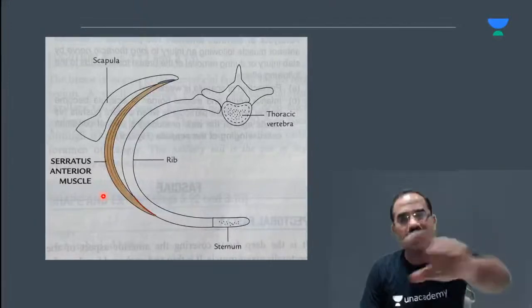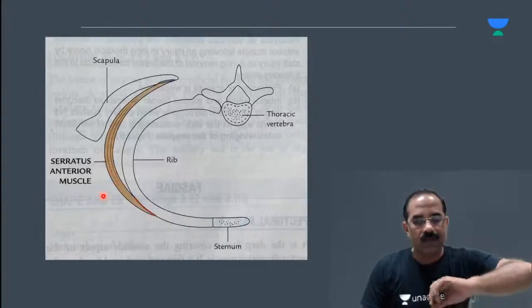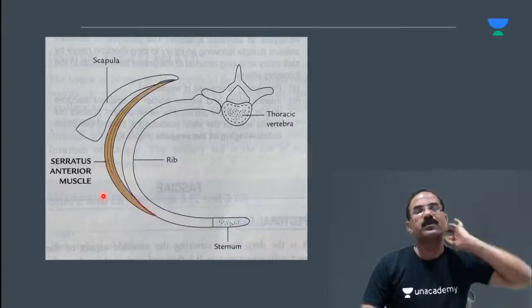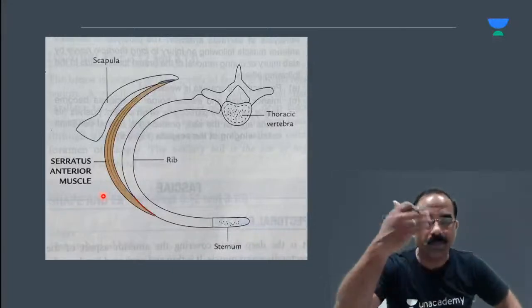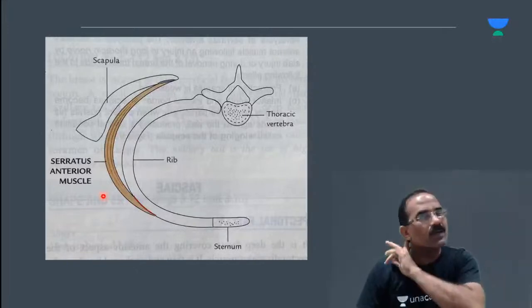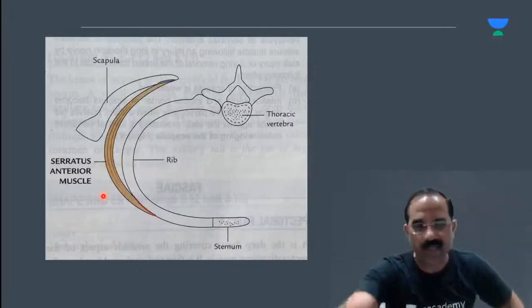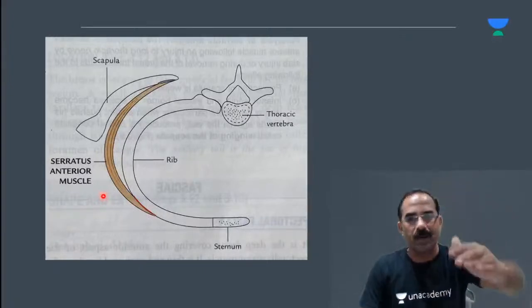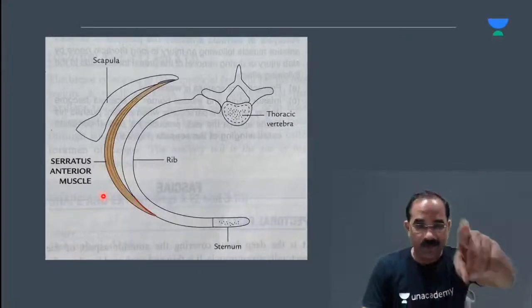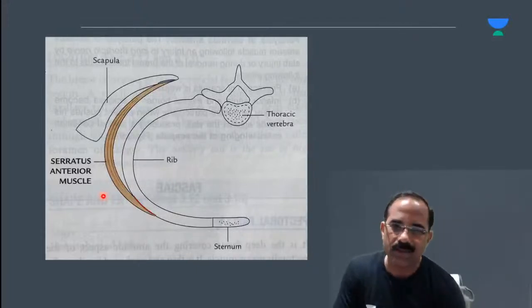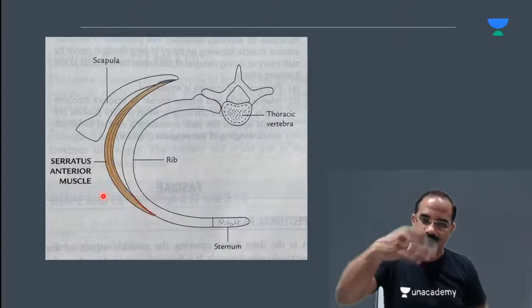Okay, and when this serratus anterior is paralyzed, now when we attempt a movement, when we begin a movement, the medial border of the scapula becomes prominent. Now the medial border will be prominent, and this is what we call, students, winging of scapula. Winging of scapula is a defect caused due to paralysis of serratus anterior. It's not the action of serratus anterior, it's a defect.